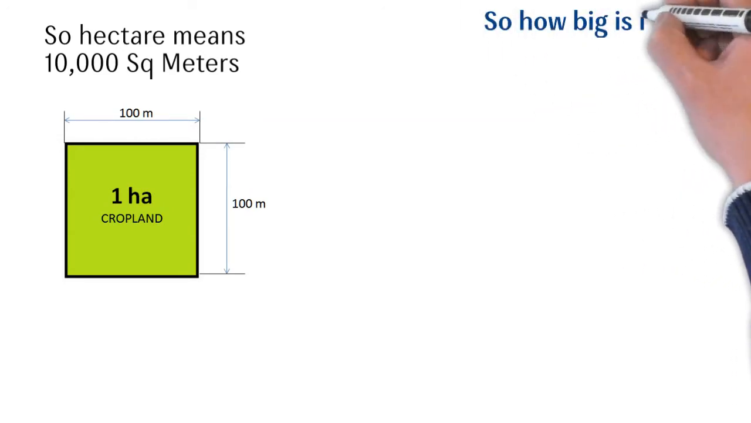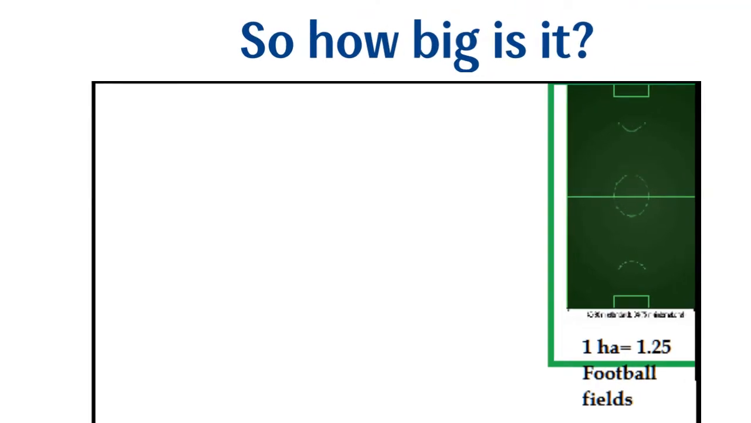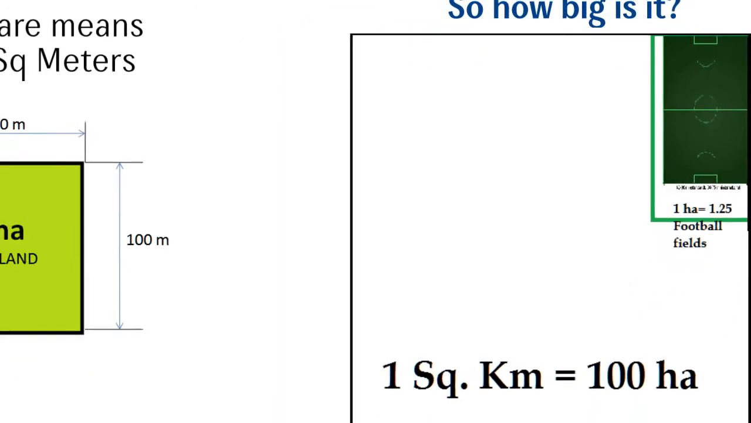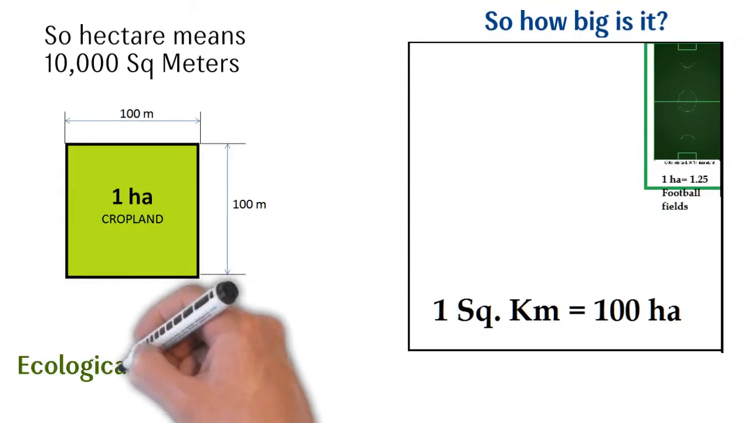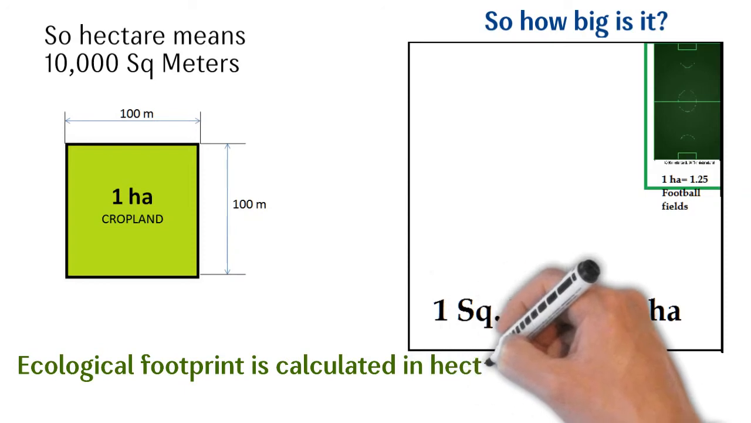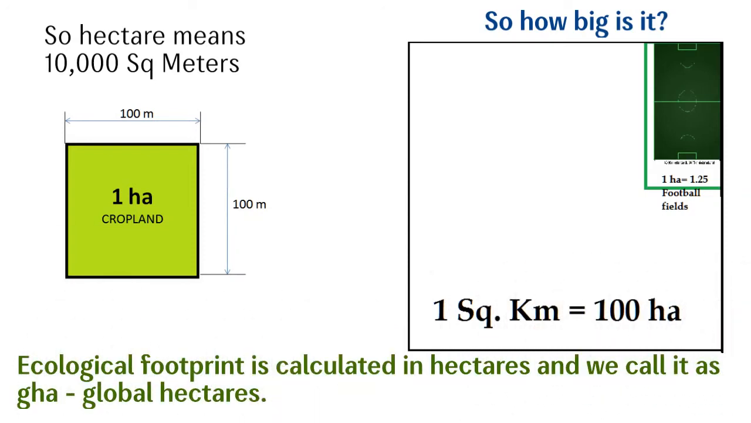And how big is it? 1 hectare on an average can occupy a space of 1.25 football fields. It equals 2.47 acres of land, and there are 100 hectares in 1 square kilometer. Ecological footprint is calculated in hectares, and we call it global hectares, gha.